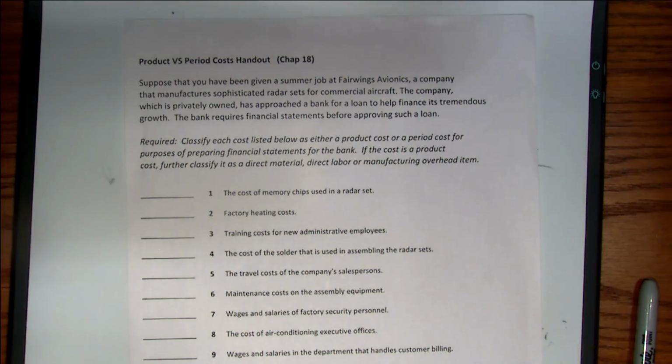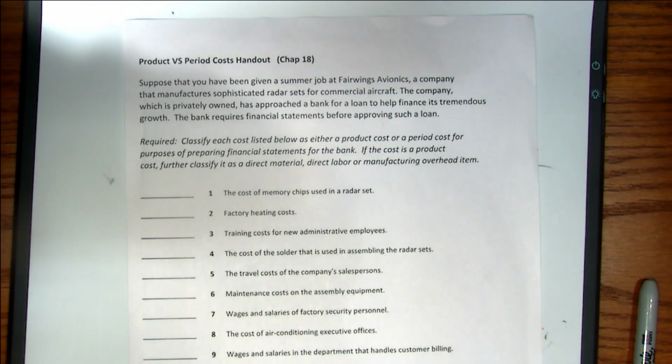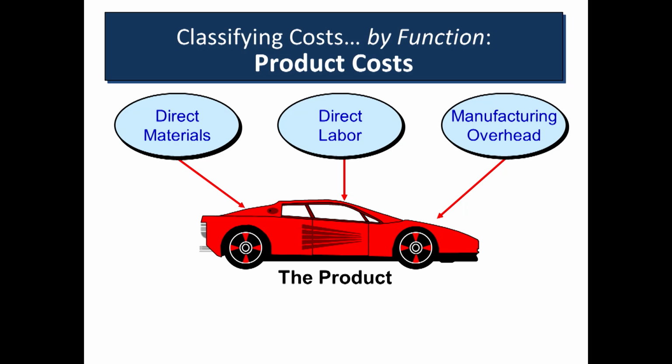Let's go ahead and take a look at the handout, exercise 18.1, okay? Now, before we go over that, let's do just a little bit of review. We talked about how there are product costs and there are period costs, right? There are three product costs: direct materials, direct labor, and manufacturing overhead, right?